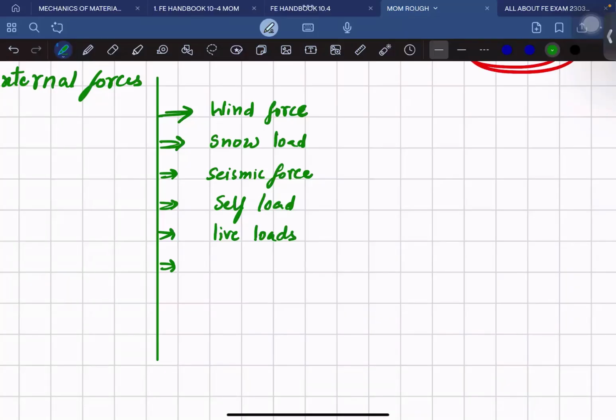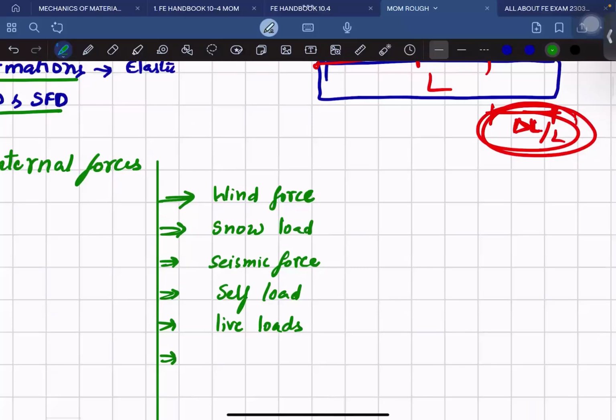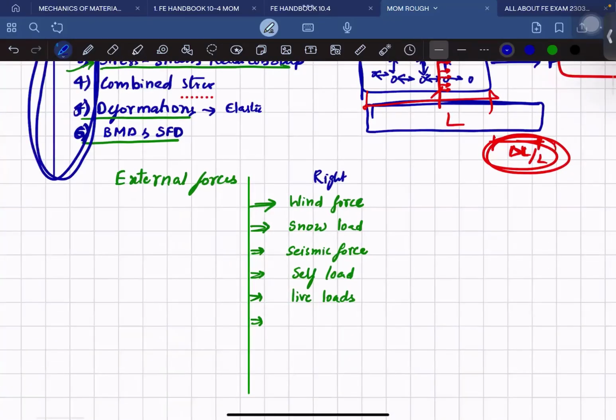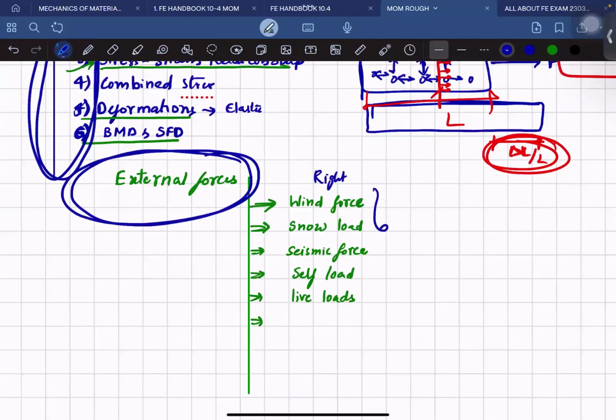Got it? My intention in asking the question is something else, but your answers are right. I cannot say they are wrong. So any other answers? What are the different types of external forces we get? These are the sources of forces. Because of wind, the roof may get pulled. That's why, during cyclones, what do we call cyclones in the US? You have a different name. Hurricanes. Yes, exactly.